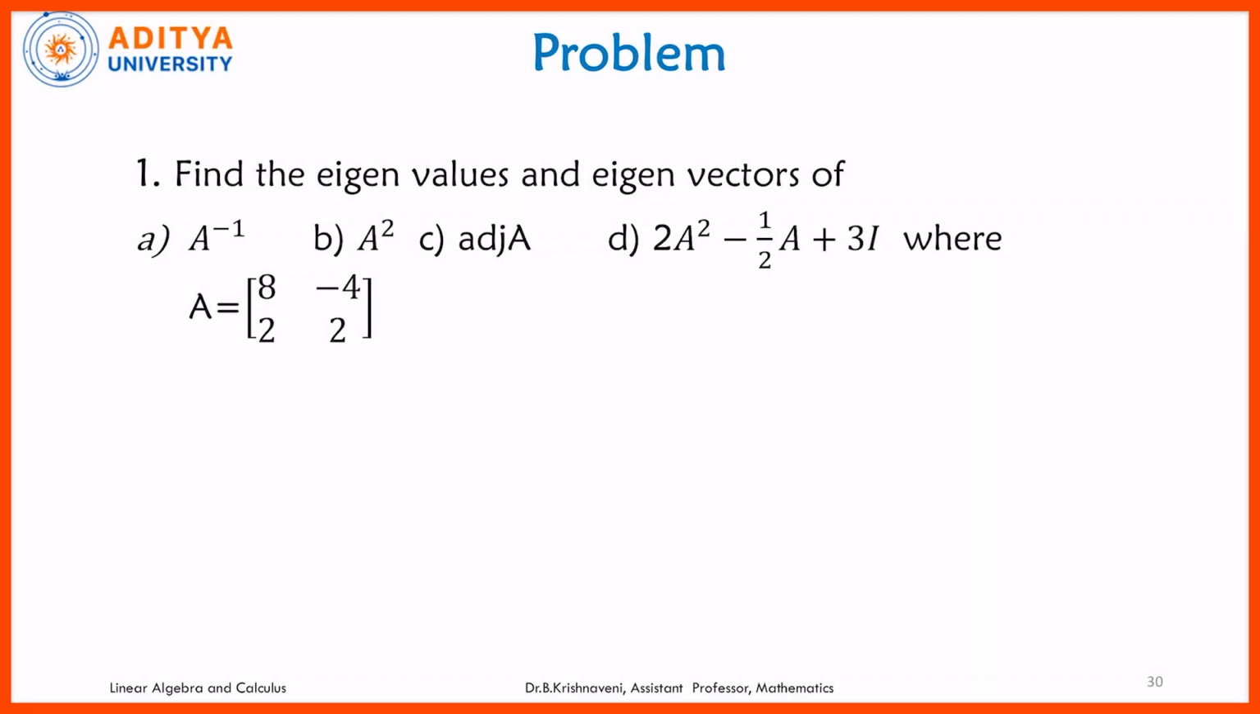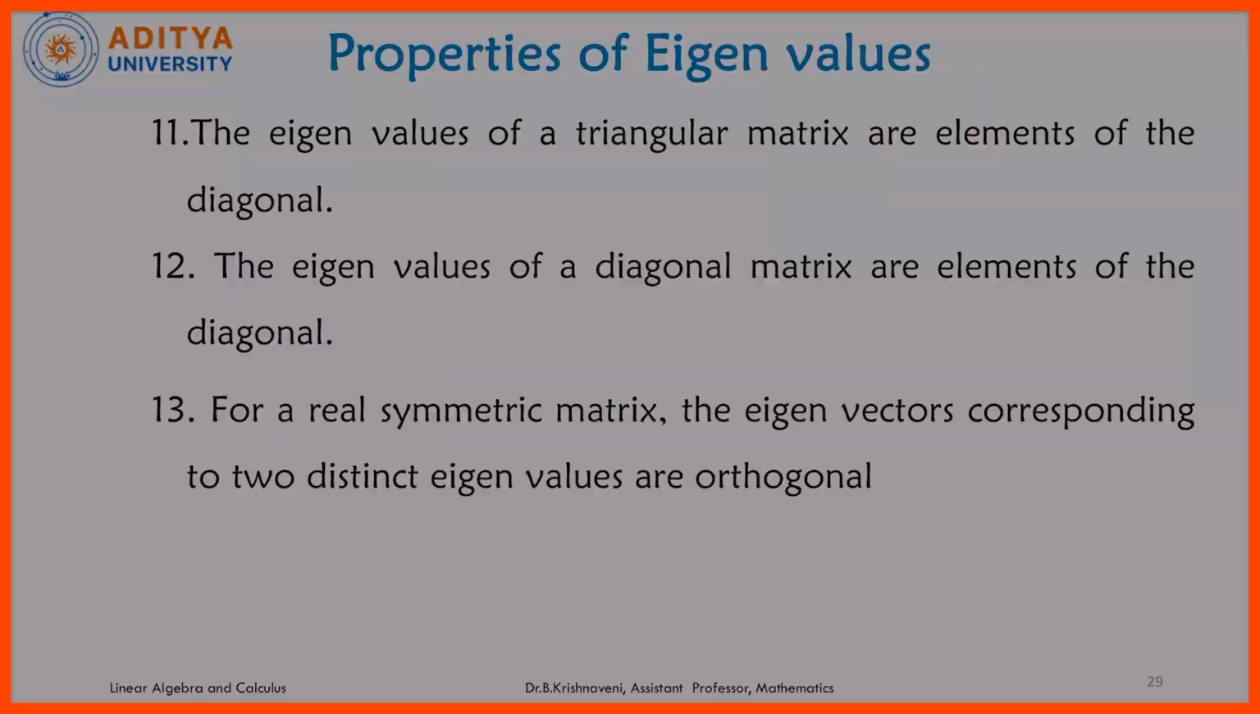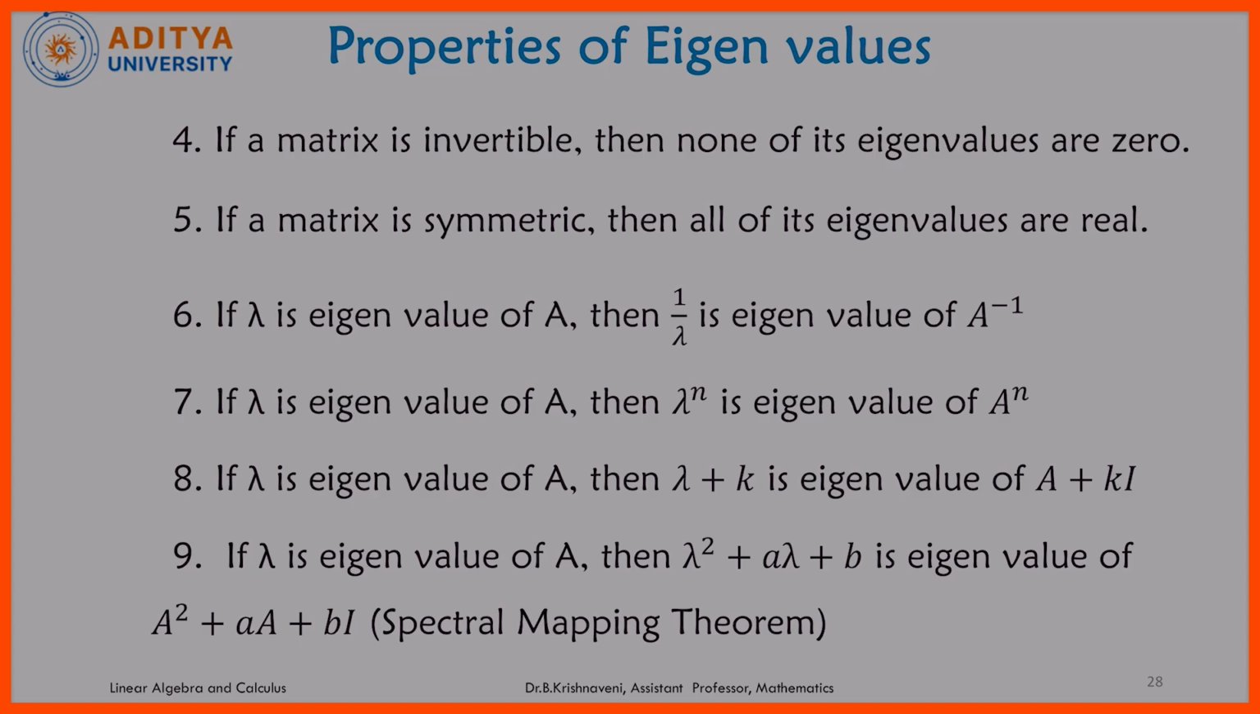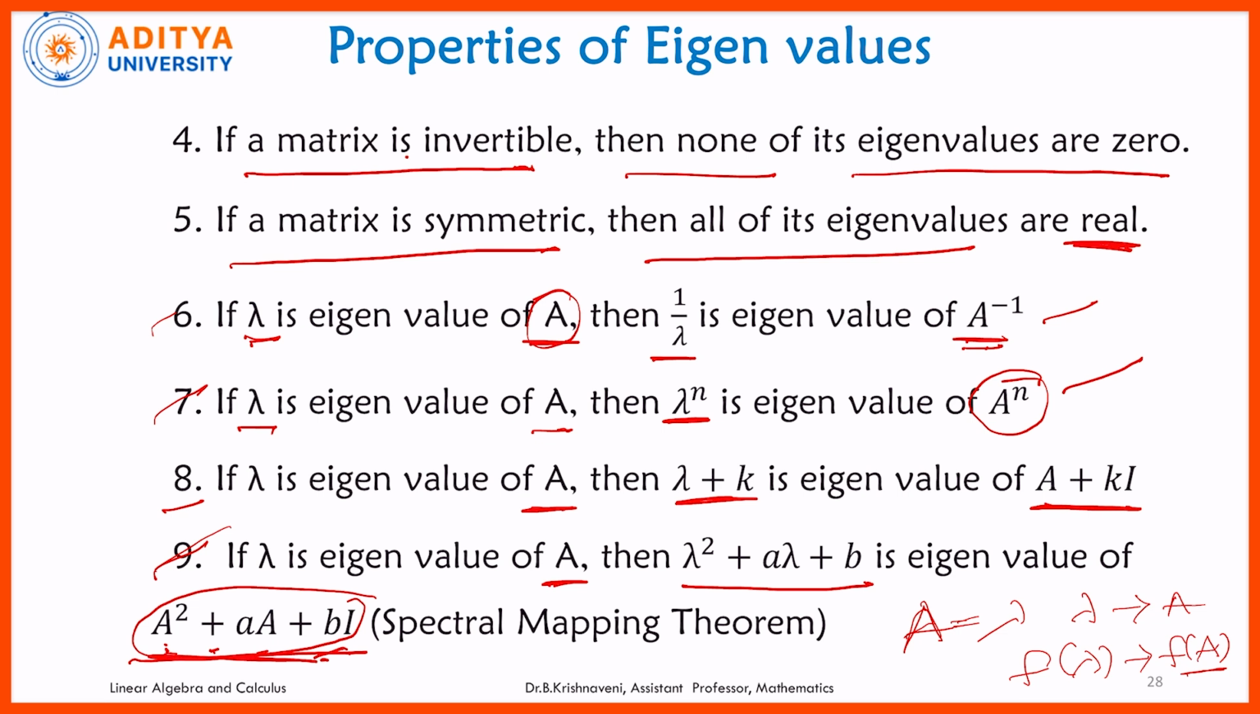So here we have listed all the properties of eigenvalues. One: A and A transpose have the same eigenvalues. The sum of eigenvalues is equal to the trace and the product of eigenvalues is equal to the determinant of a matrix. An invertible matrix means none of the eigenvalues are zero. If A is a symmetric matrix, all the eigenvalues are real. And the remaining properties 6, 7, 8, 9 show how to find the eigenvalue for the corresponding matrix.